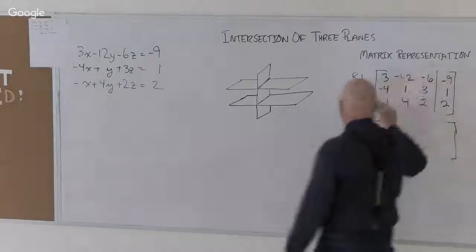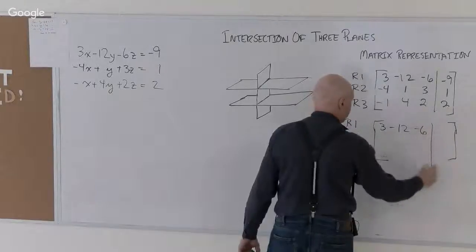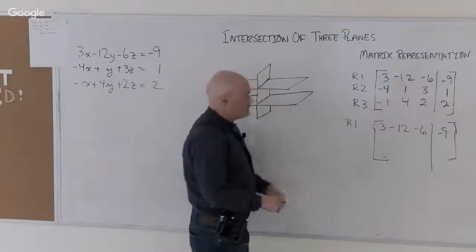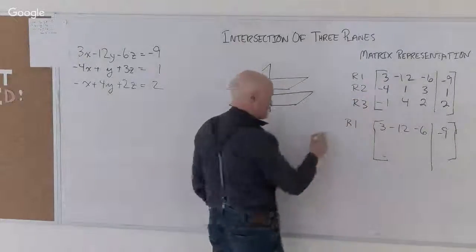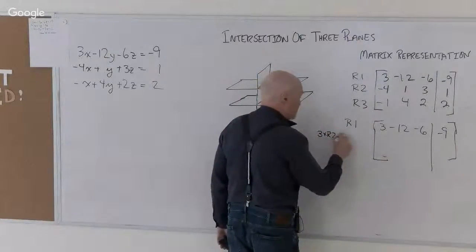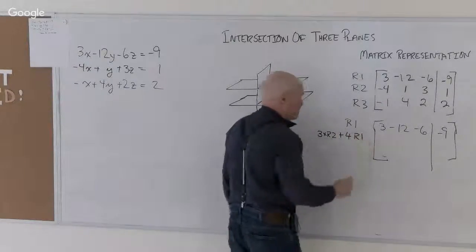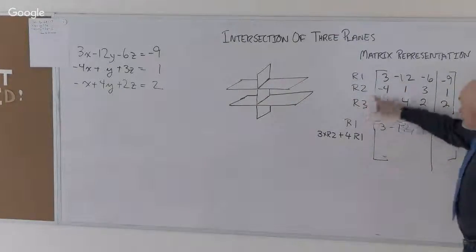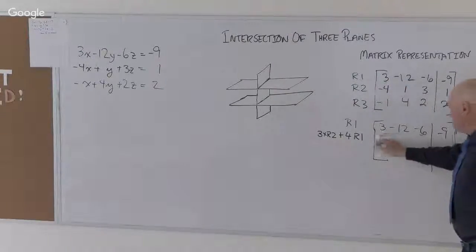Okay. So I'm going to leave row 1 alone: 3, -12, -6, -9. I need to make this a 0. So this is how I do it. I'm going to take 3 times row 2, and I'm going to add 4 times row 1, because I know that's going to make this first one 0. 3 times row 2, so -12 plus 12 is 0. Got it.